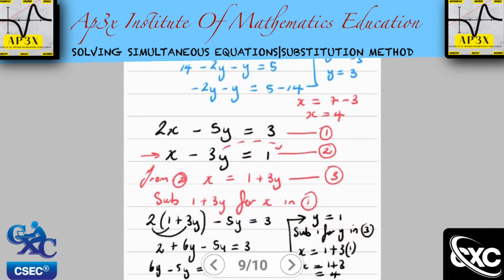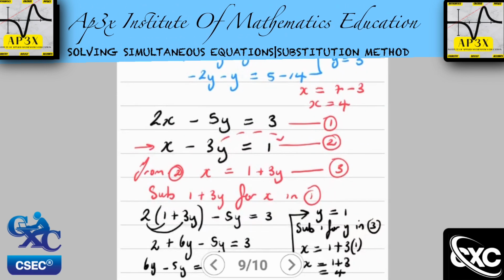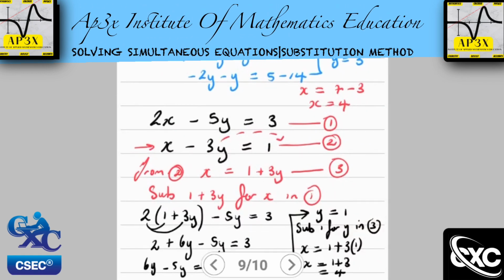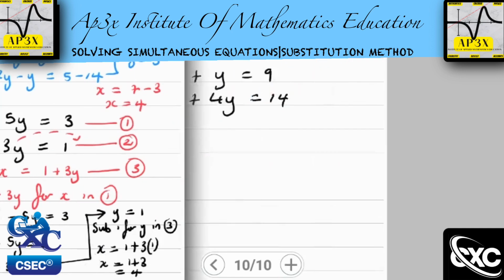So x is 4 and y is 1. Again, let me know if you find that this method is a lot easier than the elimination method. Let me know in the comments.